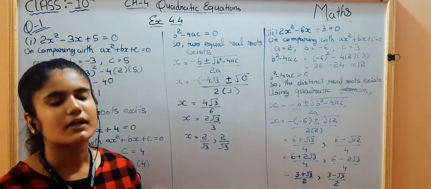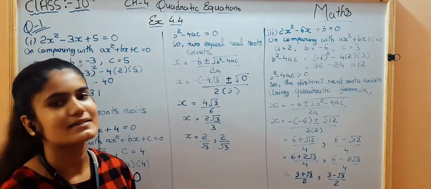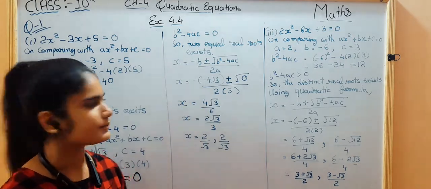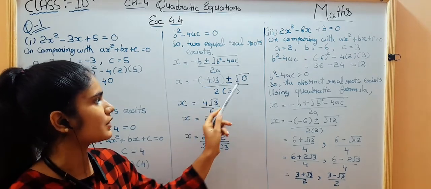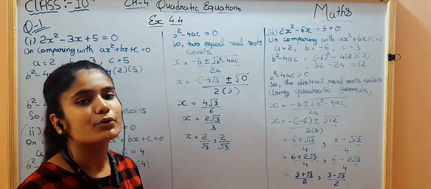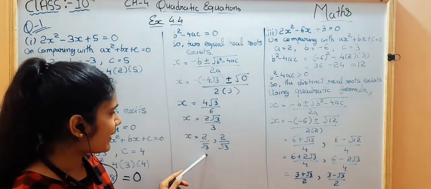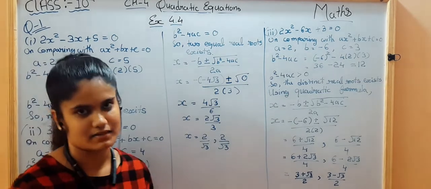So we will use the quadratic formula x is equals to minus b plus or minus under root b square minus 4ac upon 2a. X is equals to minus of minus 4 root 3 plus or minus root 0 upon 2 into 3, which is equals to 2 by root 3 and 2 by root 3. Two equal real roots exist.